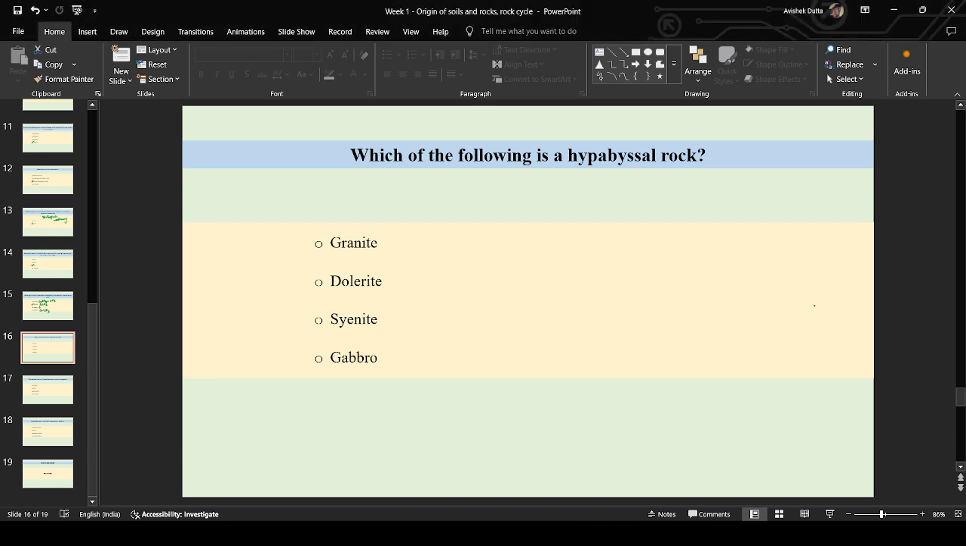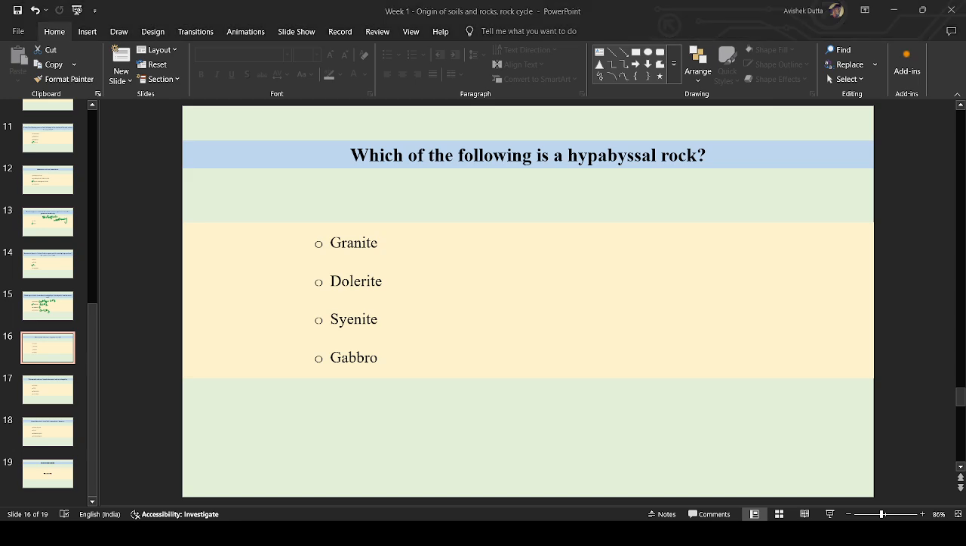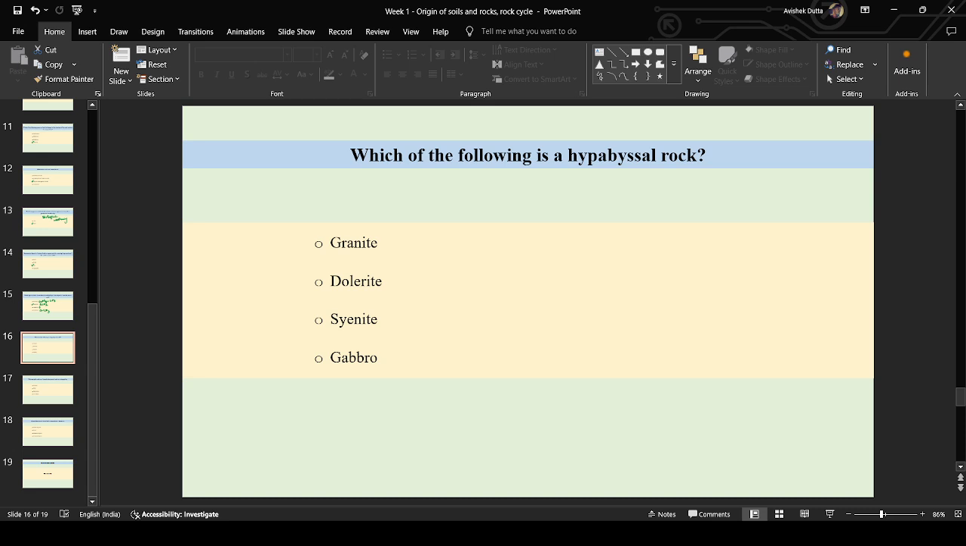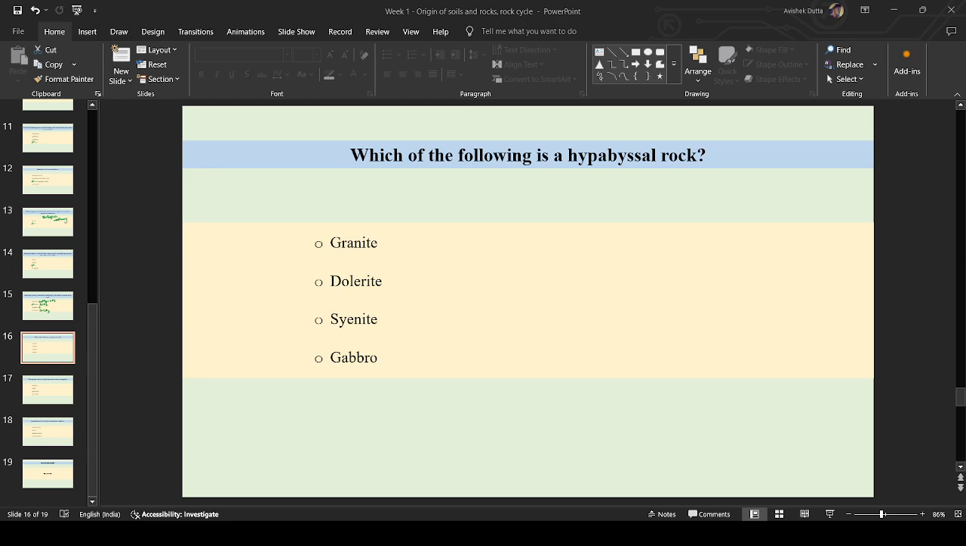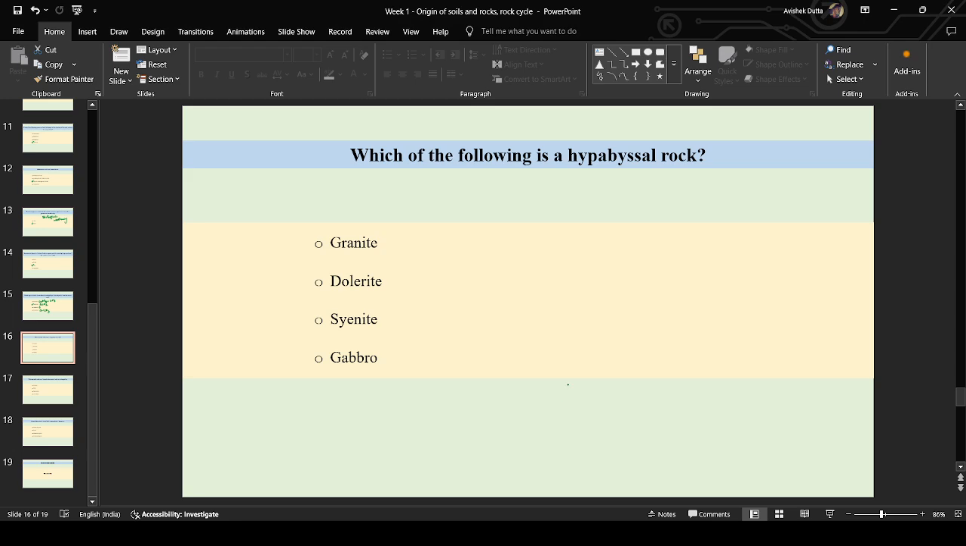Which of the following is a hyperbasal rock? Granite, dolerite, syenite, gabbro. What is the answer? No, granite is not the answer. What is a hyperbasal rock? Dolerite. Yes, dolerite. What is a hyperbasal rock?